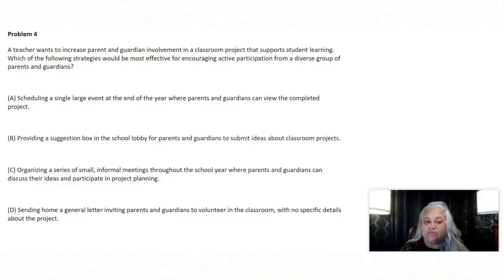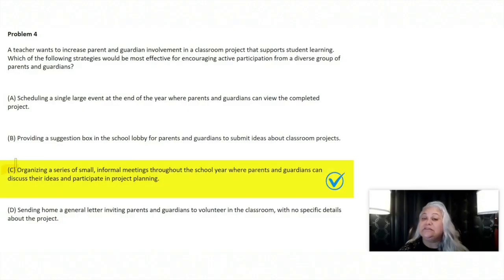However, let's look at D as well. Sending home a general letter inviting parents and guardians to volunteer in the classroom is a definite good starting point. However, because you are not including any details about the project in the letter, this is not allowing the parent to give feedback or input, and it does not assist you in building the relationships. Therefore, the best possible answer for this question is going to be C, organizing a series of small informal meetings throughout the school year where parents and guardians can discuss their ideas and participate in project planning.